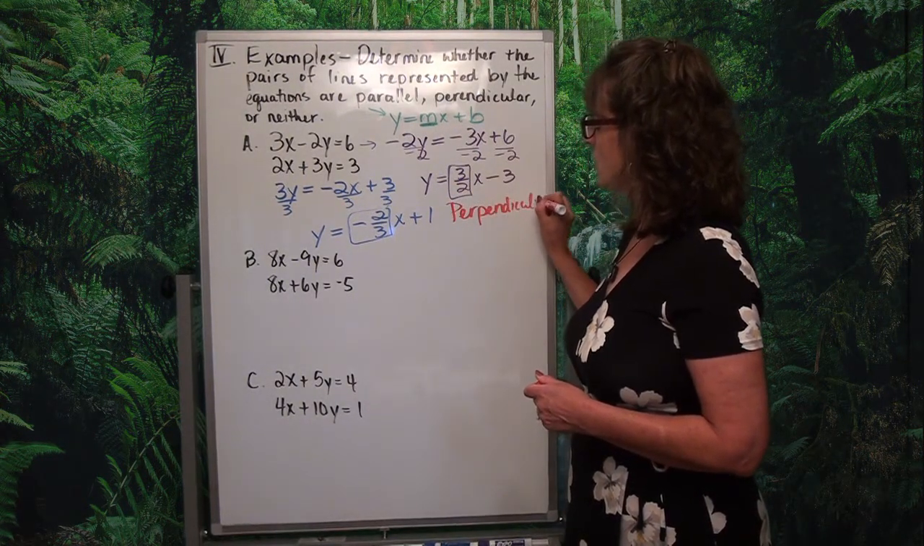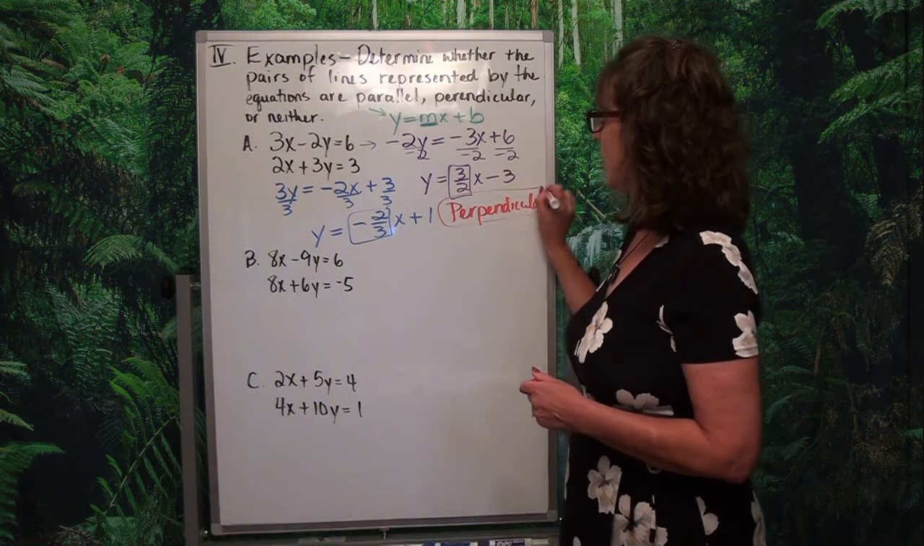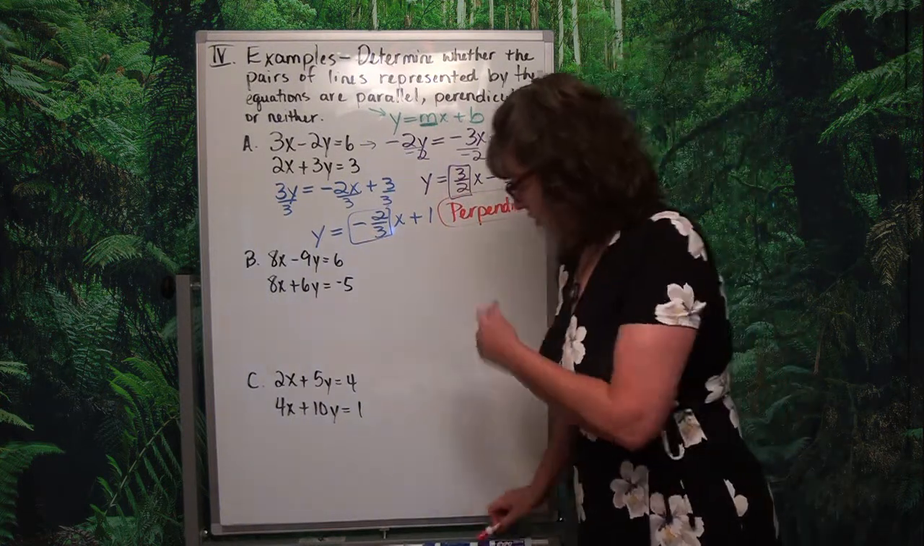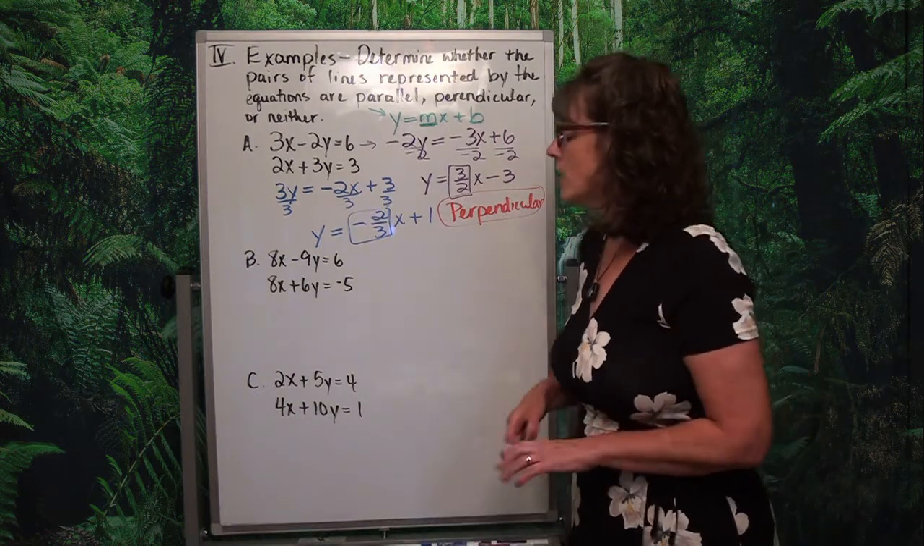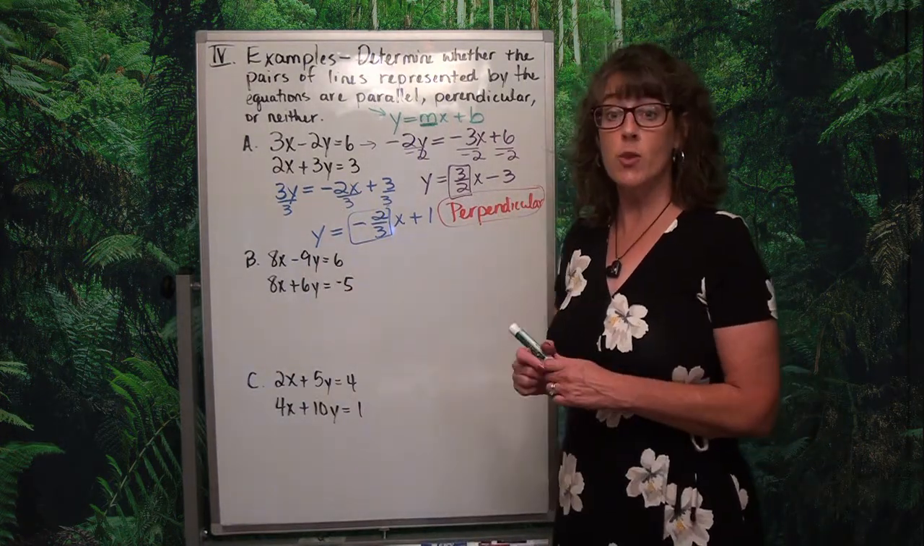Opposite reciprocal slopes means perpendicular lines. All right, let's try it out for the next one. So what I'm going to do yet again here is I'm going to take this one, rearrange it and get the y by itself.